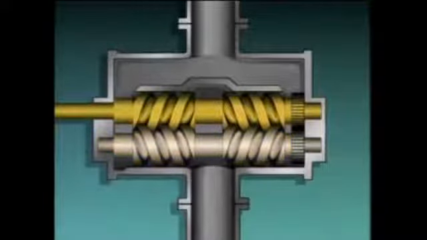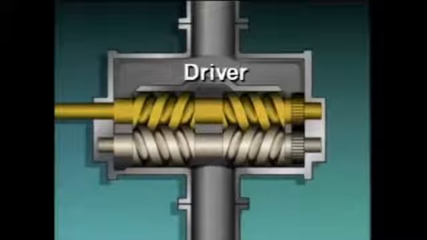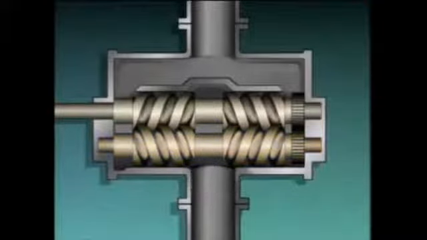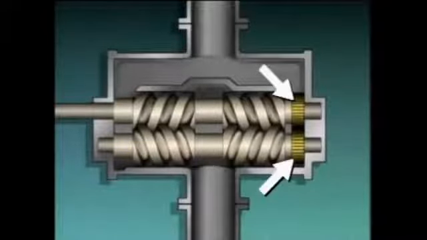One of the screws is attached to a shaft that's coupled to the pump's driver. This screw is known as the power or driver screw. The other screw is often referred to as the idler screw. In this pump, power is transmitted from the driver screw to the idler screw through a set of timing gears.